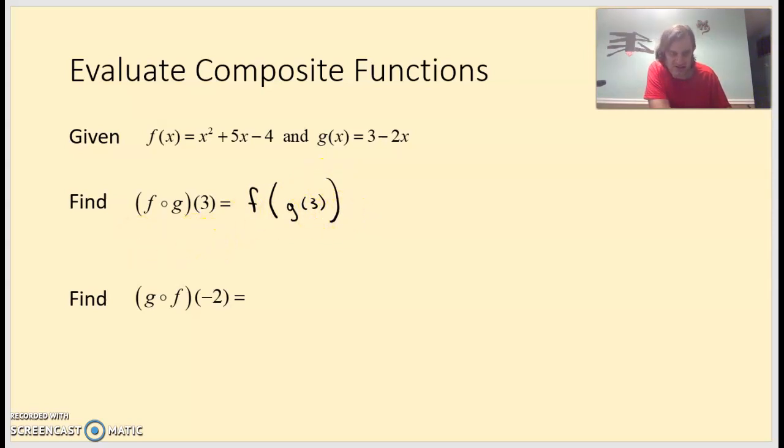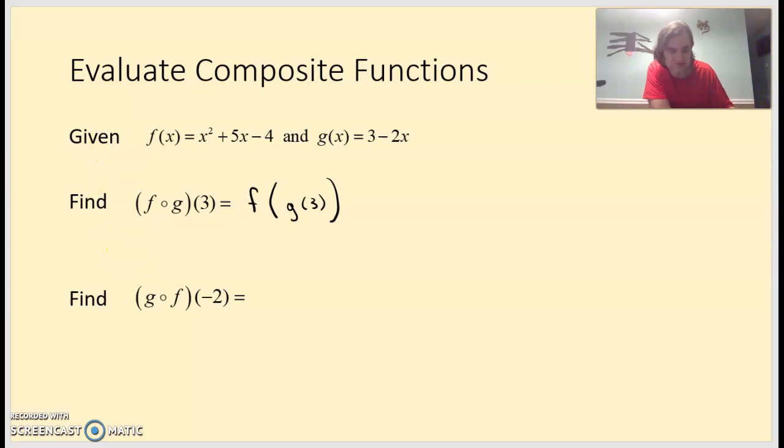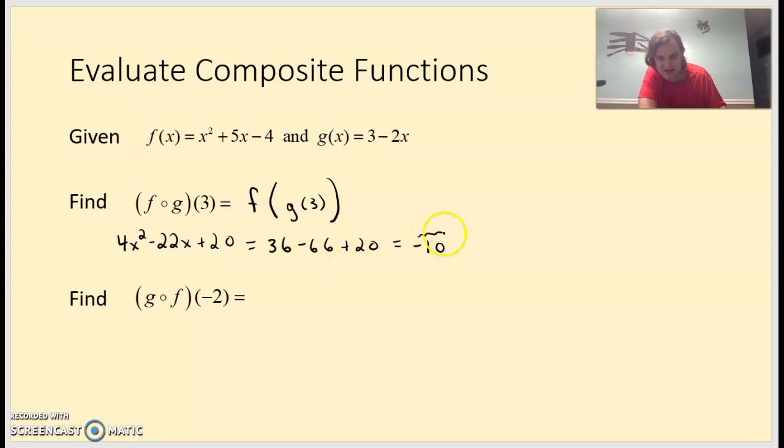So what I could do is go back to what I had just calculated, which was 4x squared minus 22x plus 20. And I could plug the 3 in there. And if I do, let's see what I get. I get 4 times 3 squared, which would be 4 times 9, 36, minus 3 times 22, which would be minus 66, plus 20. So it looks like that would be 56 minus 66, so it would be a minus 10. Now that is the fact that I already had the composite function.